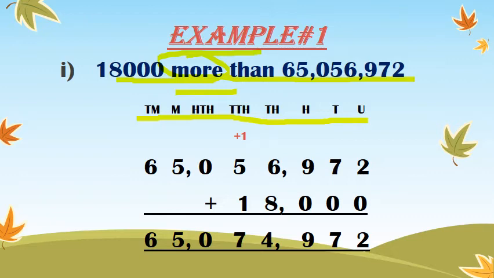Now let's start addition. 2 plus 0 we will get 2, 7 plus 0 we will get 7, 9 plus 0 we will get 9, 6 plus 8 we will get 14. Now carry 1 to 10,000. Now add 5 plus 1, 6, 6 plus 1, 7, we will get 7. Now write 0, 5, 6. So the answer is 65,074,972.